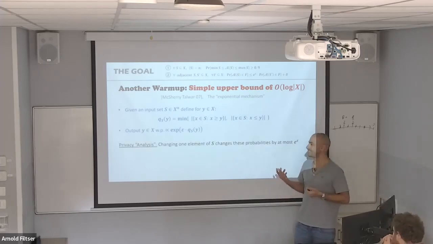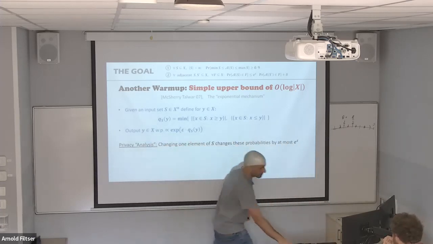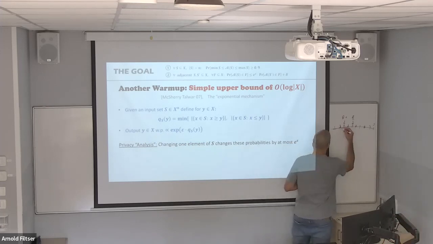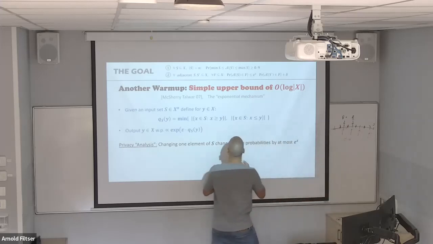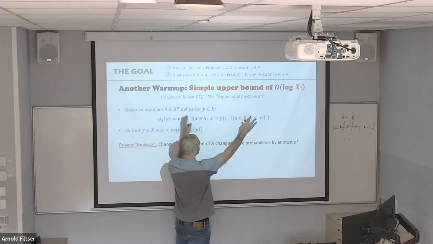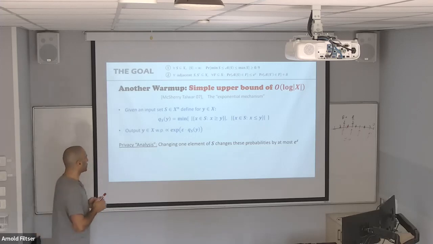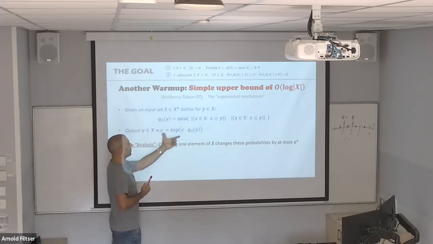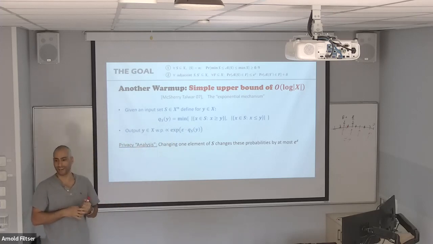So the privacy analysis is really simple. It follows by observing that if you were to change one of your input points, let's say delete this point, then it affects the scores of every single point in the grid by at most one. Because if before the deletion the number of points to the left and to the right of me was n/2, then now it's at most n/2 minus 1. So changing one original input point changes all of these probabilities by a factor of at most e to the plus minus epsilon. And then it follows that the privacy constraint holds.